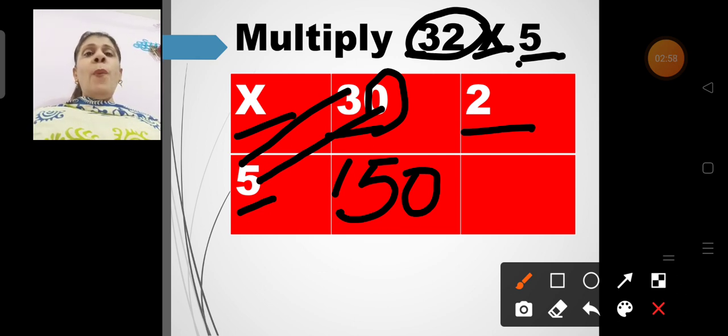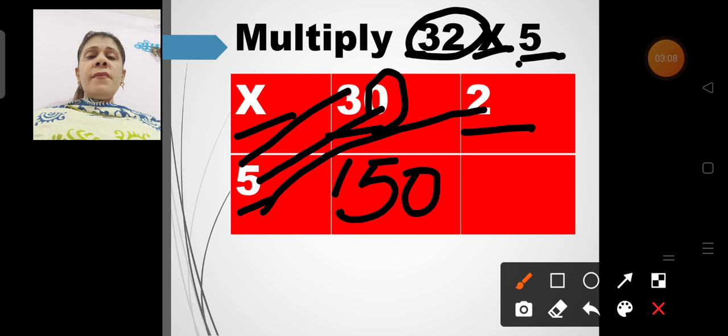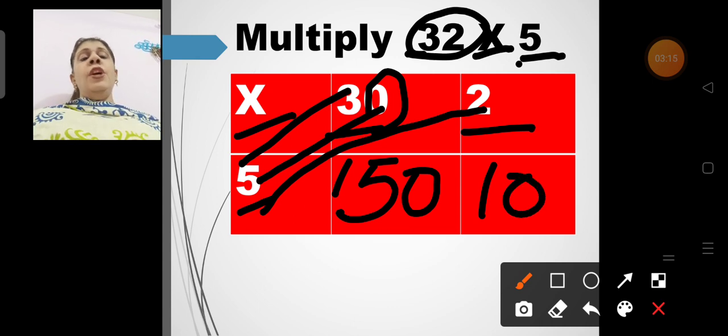Okay. So now children, one number is finished. Now 2 is left. Again you are going to multiply this 2 with this 5. So 2 ones are 2, 2 twos are 4, 2 threes are 6, 2 fours are 8 and 2 fives are 10. So what answers are you getting? 150 and 10. Now your rows and columns are filled.